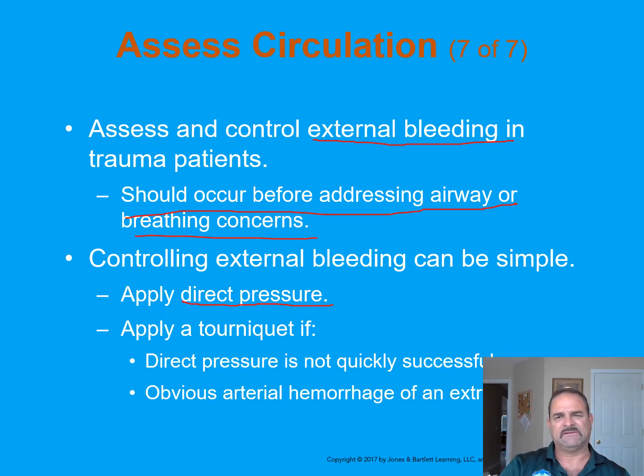When you compress any vessel, it begins the clotting process. So you need to put direct pressure on first. If the bleeding does not stop and it's on an extremity, we can use a tourniquet. If direct pressure is not quickly successful, or if there's obvious arterial hemorrhage of an extremity, if it's squirting from an extremity, put the tourniquet on. You'll become very proficient in applying tourniquets.